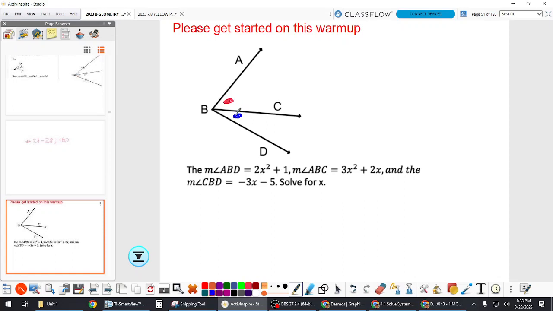I'm going to write an equivalence statement. This is the angle addition postulate in colors: the pink angle plus blue is green. That's all that is. It's saying piece plus piece gives you the total.